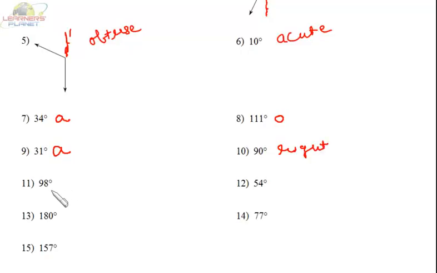98, it is more than 90 but less than 180. It's obtuse. 54, it's below 90. So it's acute. It is also acute. It is straight, and it is more than 90 but below 180, so it's obtuse. So I hope you are clear with the concept of acute, obtuse, straight and right.